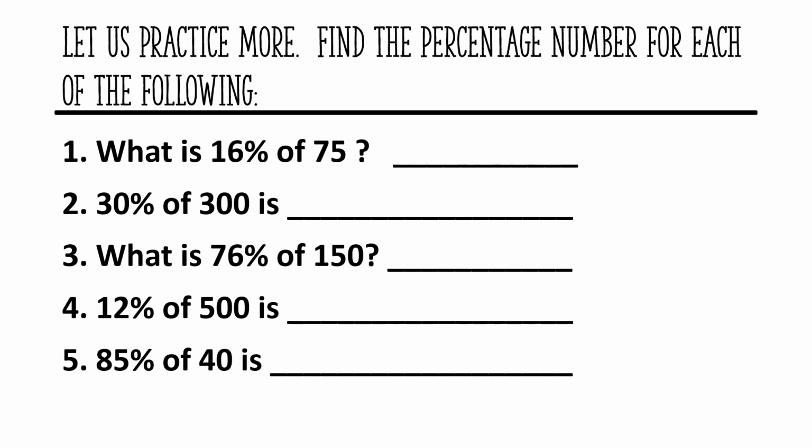Are you ready? Alright, so let's proceed answering your work. What is 16% of 75? It is 12. Very good. Then 30% of 300 is 90. And 76% of 150 is 114. And 12% of 500 is 60. And 85% of 40 is 34. Alright, so good job everyone.